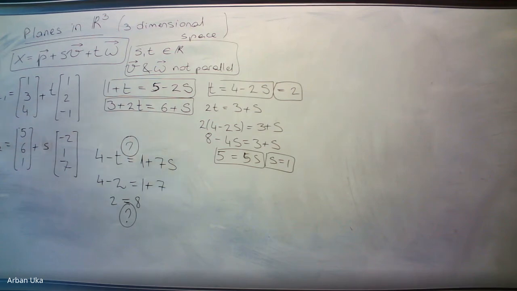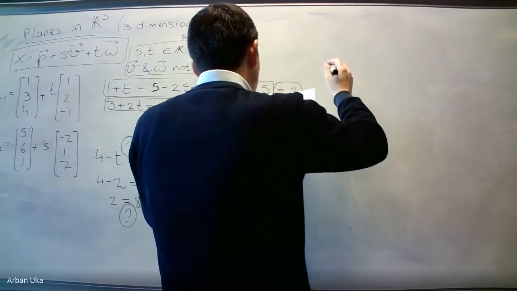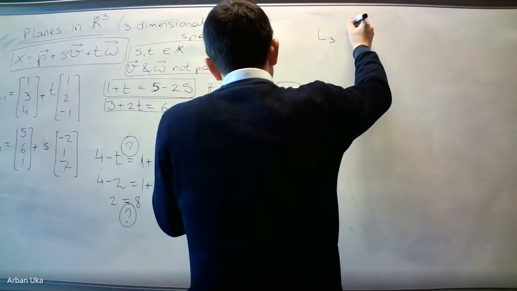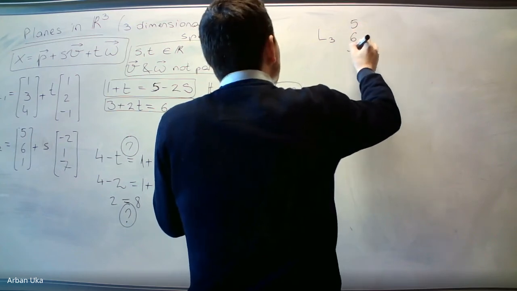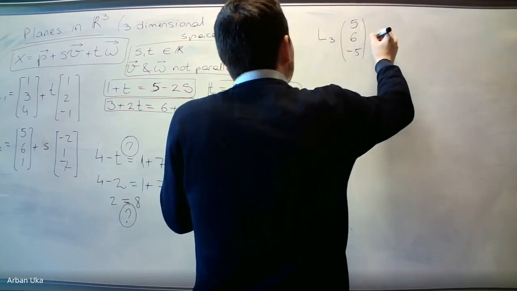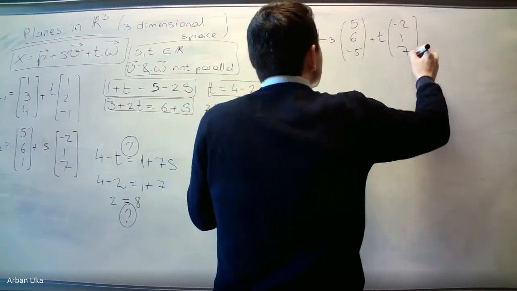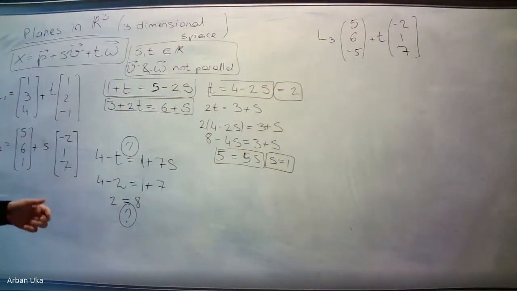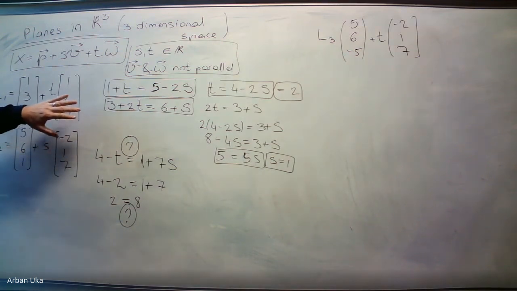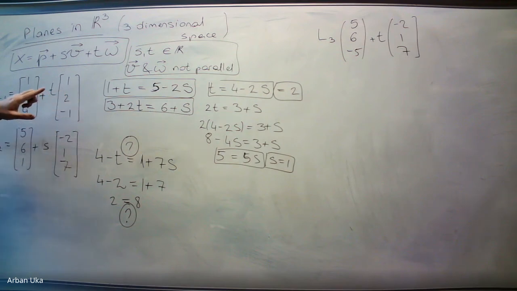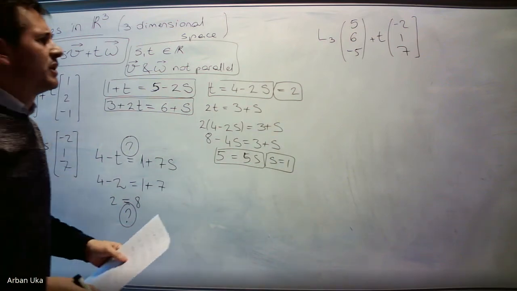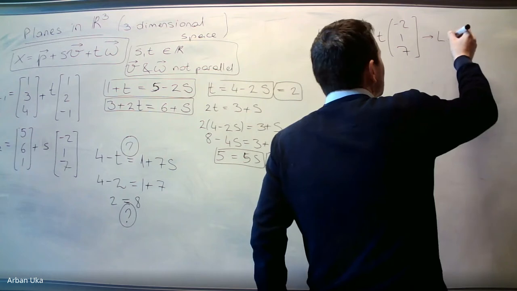Okay. Let's bring another line. Let's assume we have a line L3, which is equal to 5, 6, minus 5, plus P, minus 2, 1, 7. So now we have to check whether this line intersects with either one of these. If we do the same system of equations for L1 and L3, maybe you can work this one at home, you may find out that L1 and L3 do intersect.